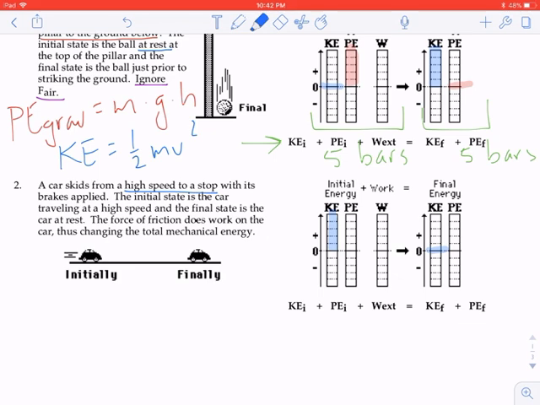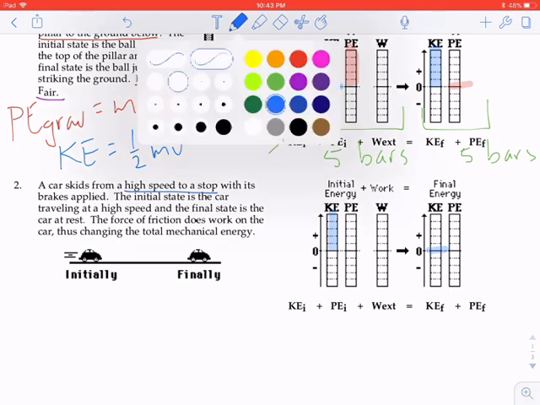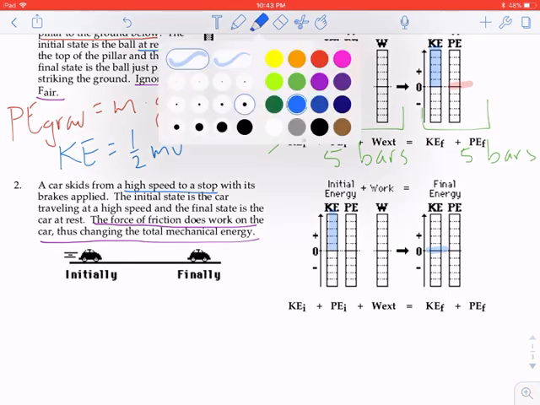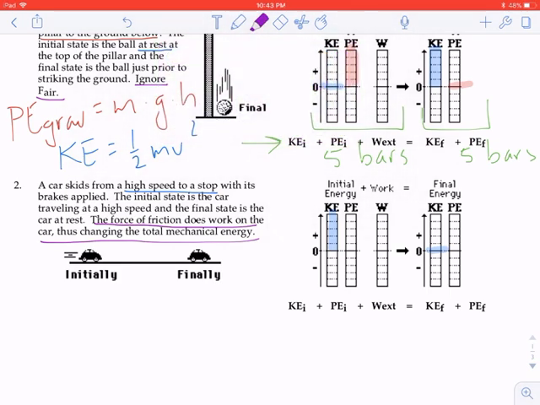Then it says the initial state is the car traveling at a high speed, and the final state is the car at rest. Okay, we got that. The force of friction does work on the car, thus changing the total mechanical energy. So that is some language about work that's being done. So work is going to be done. And this is going to be work that's decreasing the energy of the car, so that's negative work. I'm going to draw work in like this.